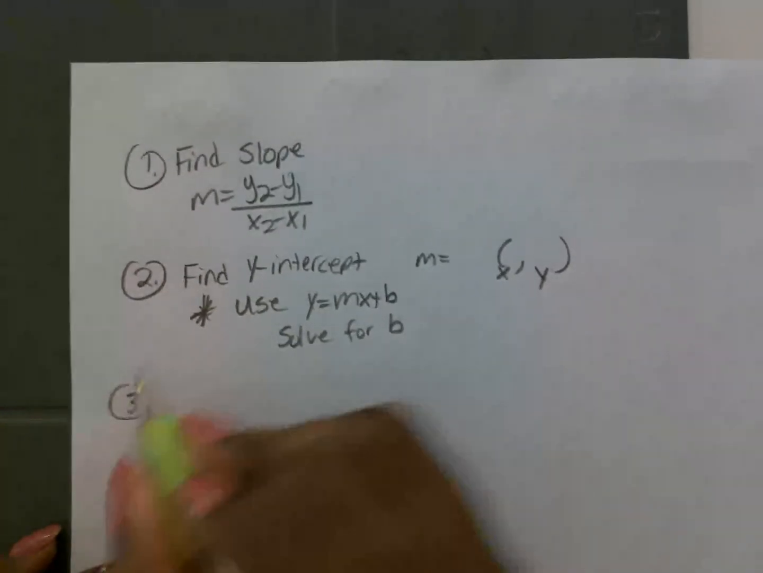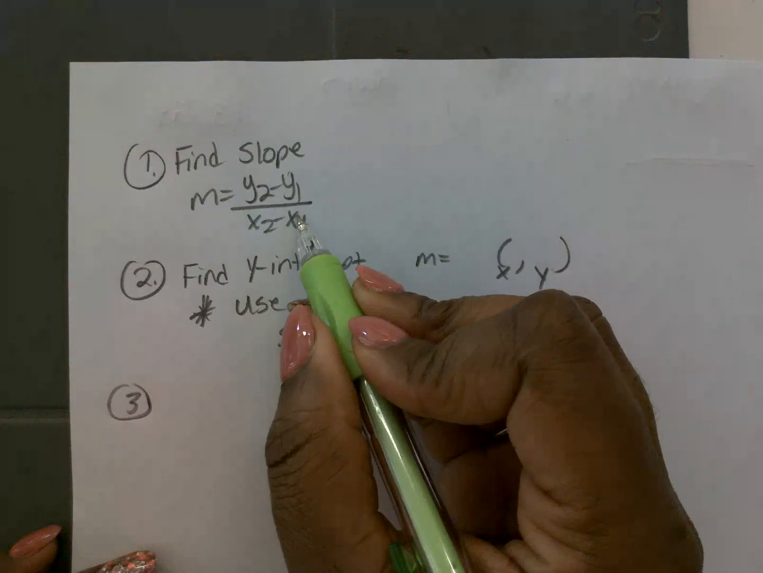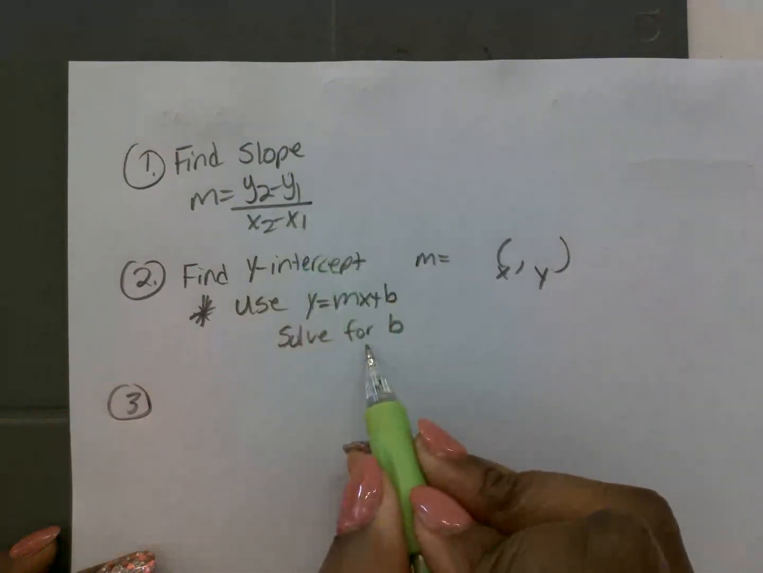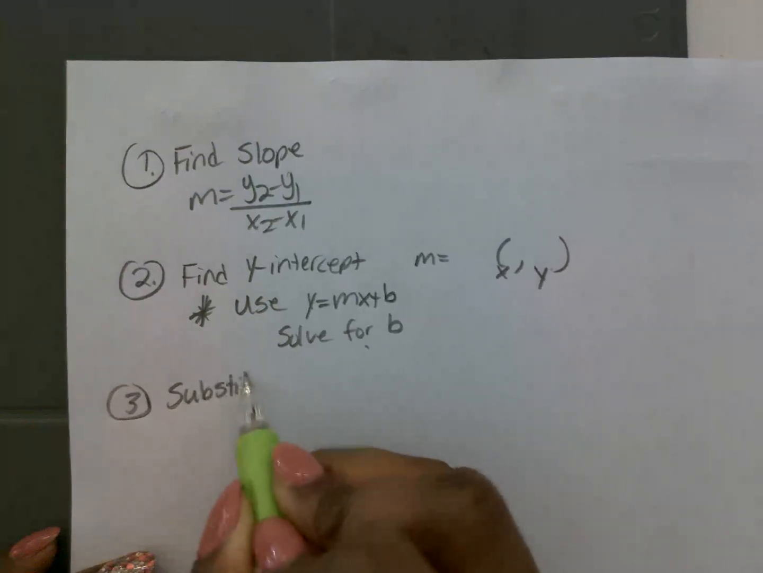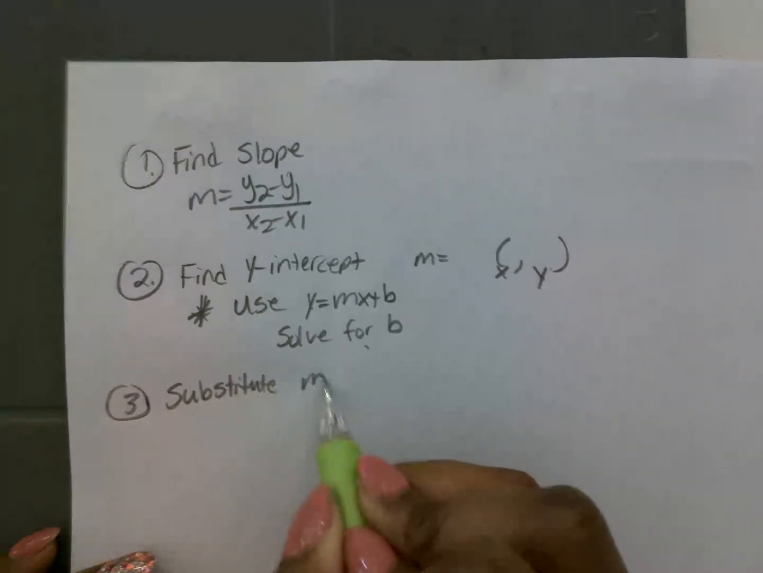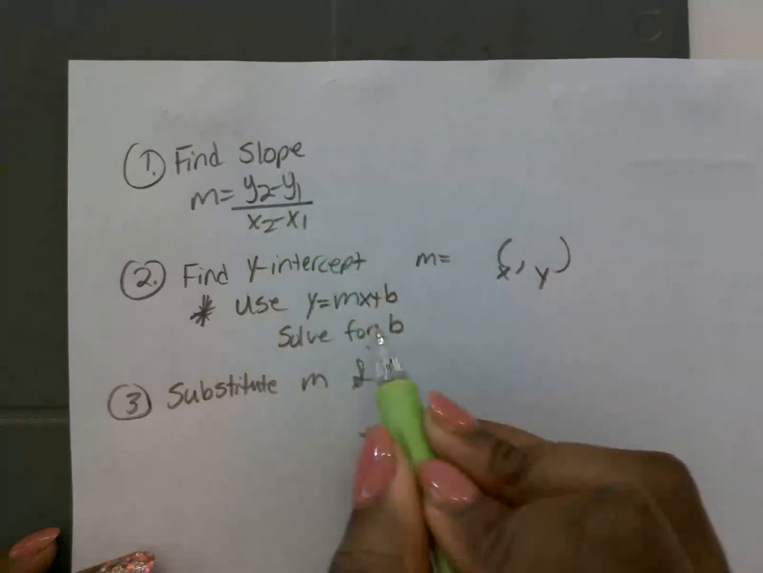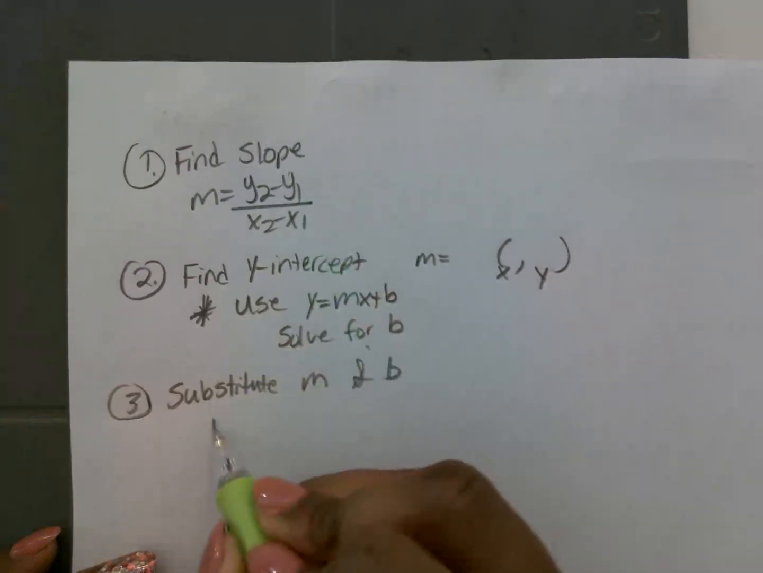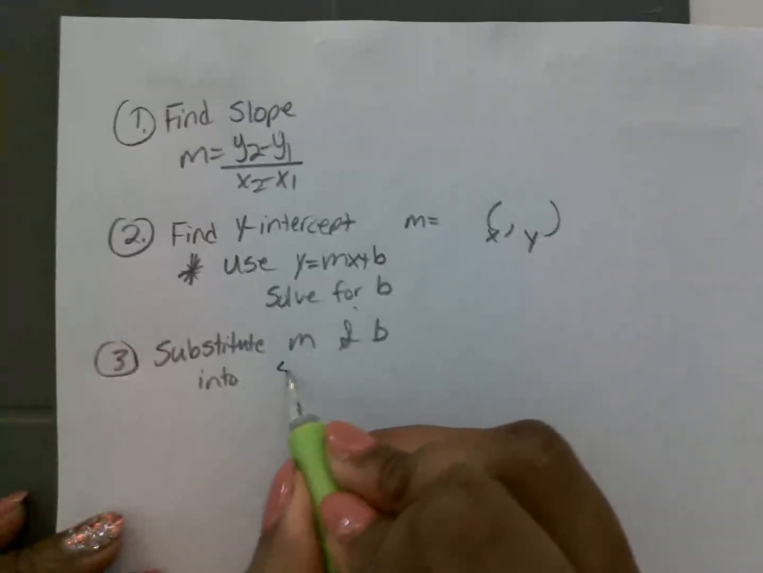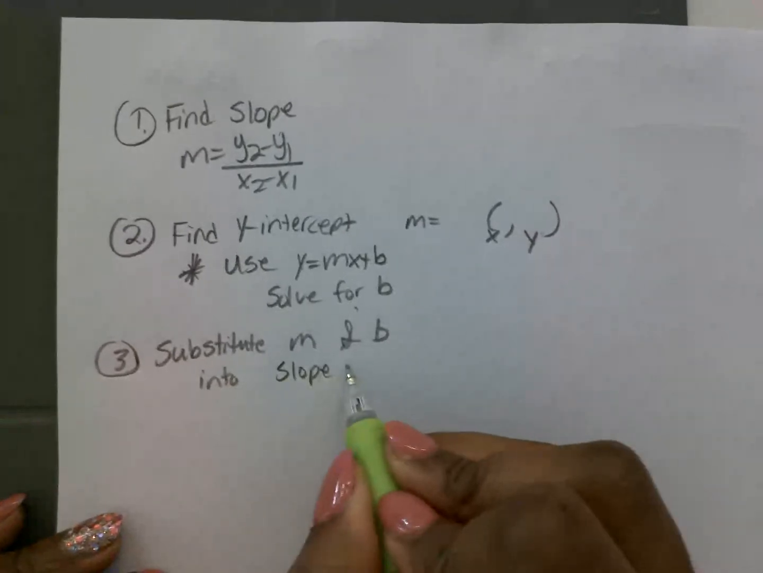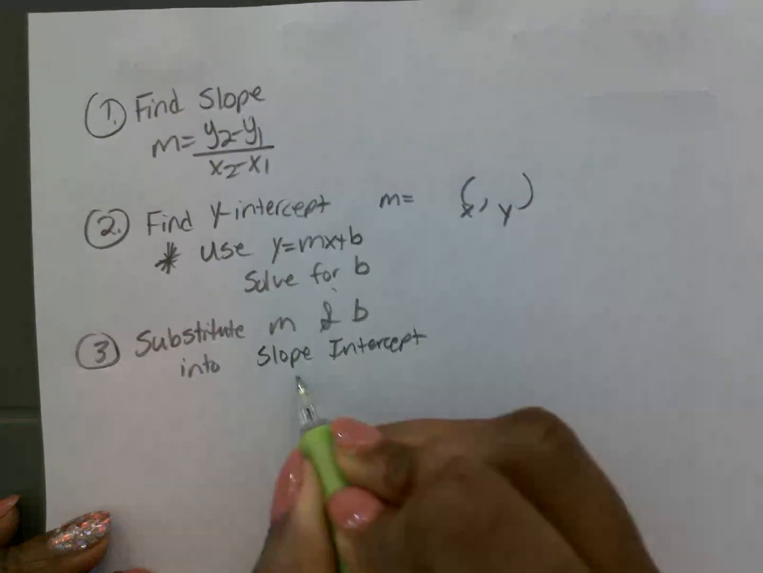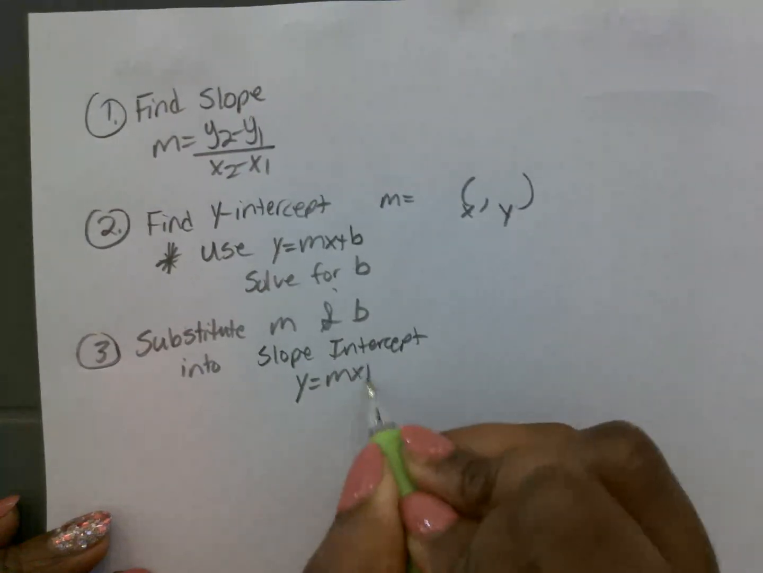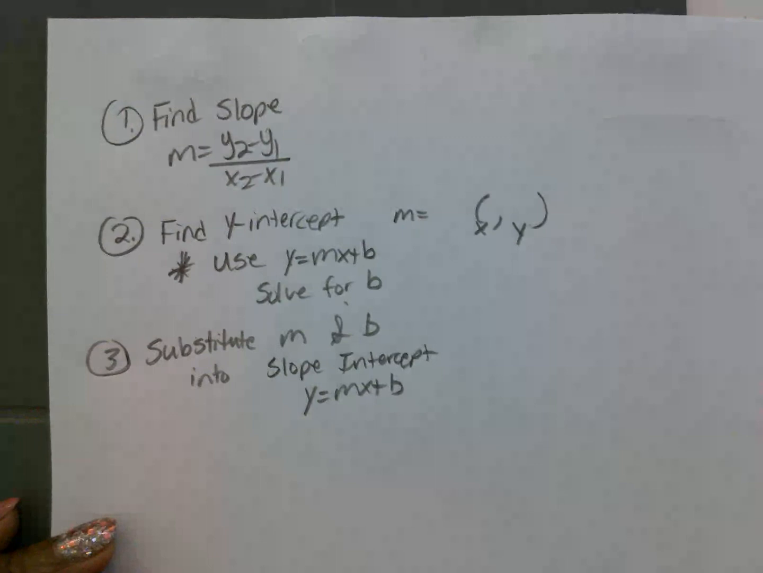Lastly, we're going to take what we found for m and what we find for b and substitute those two values into the equation. Substitute whatever we found for m and then whatever we found for b into the slope-intercept form. And remember, on the front part of the sheet, the slope-intercept form is y equals mx plus b. Okay? All right, so let's do some examples together.